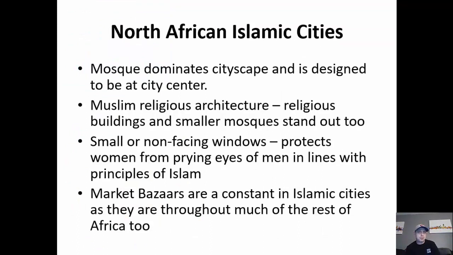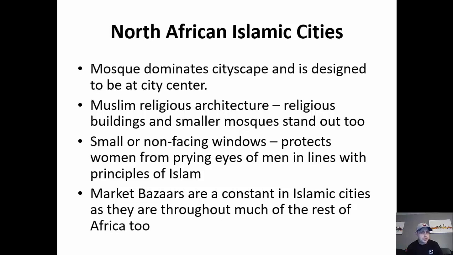By the way, North African cities don't have a particular model, but you should know they usually have a mosque that separates them from other African cities because they are Islamic. It usually dominates the cityscape, so you can see it from far away. There'll be Muslim religious architecture in North African cities, religious buildings. Smaller mosques will stand out.